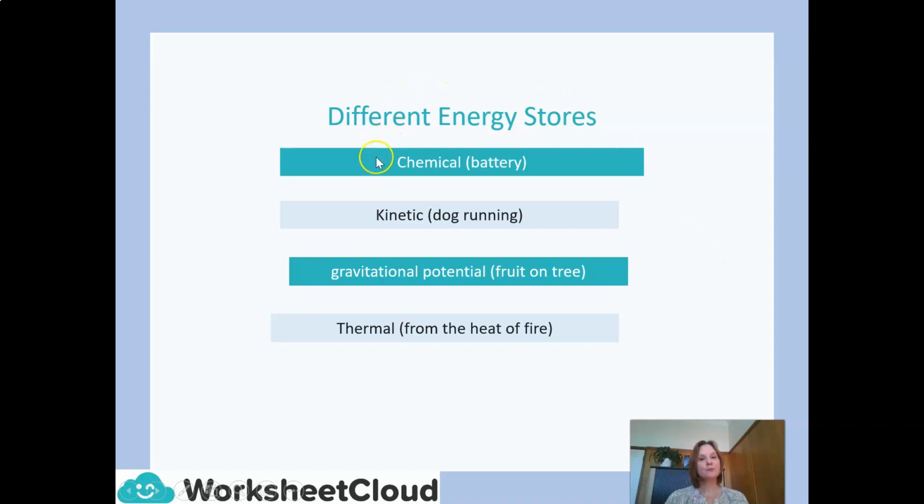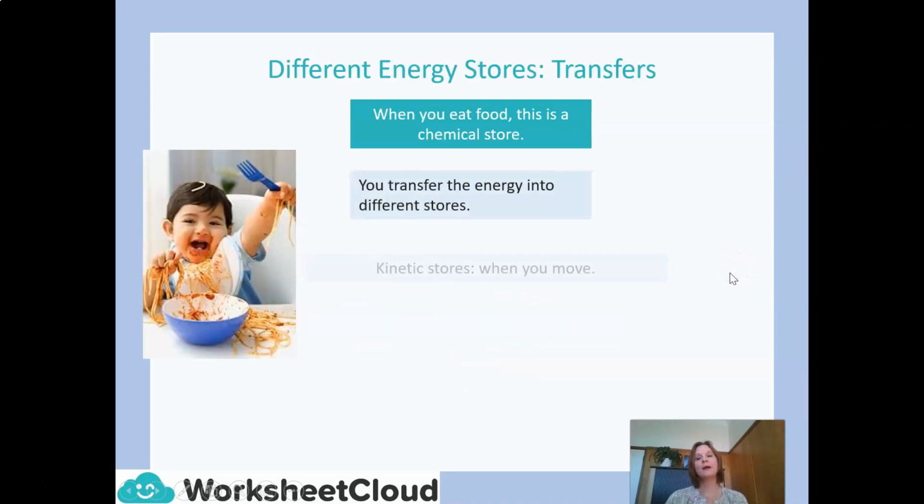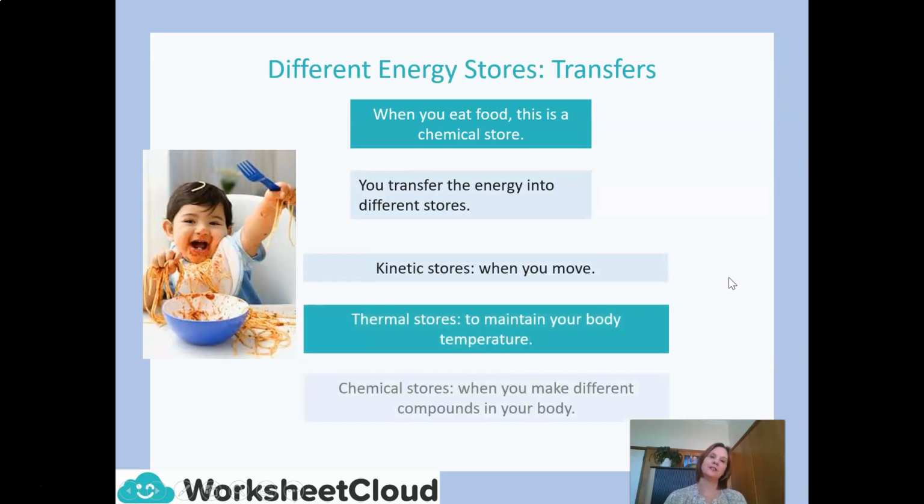So from those pictures, we had chemical energy from the batteries, okay? We had kinetic energy from the dog running. We had gravitational potential energy from the fruit hanging on the tree. And then we had thermal as well as chemical energy from the heat of the fire and the burning of the firewood. So let's take a look at these different energy stores and the transfers that happen from eating food.